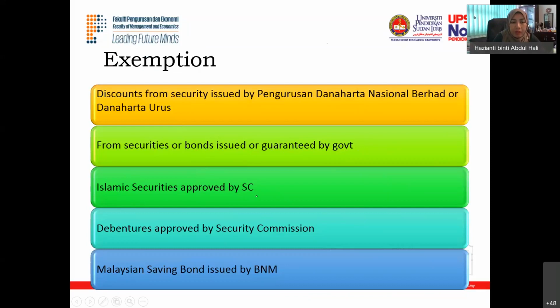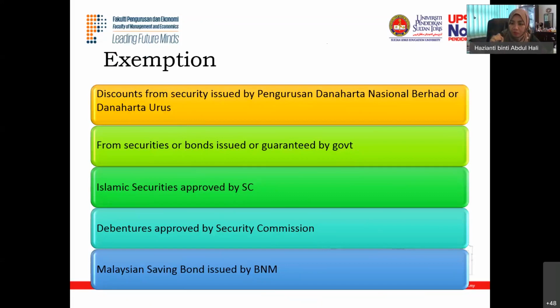Islamic securities approved by SC, debentures approved by SC, and Malaysian savings bonds issued by BNM. So all these coming from the government are actually exempted. Alright? Any questions so far? Because I will go very fast for dividend, interest, and also discounts, because there is not much issue on that income.